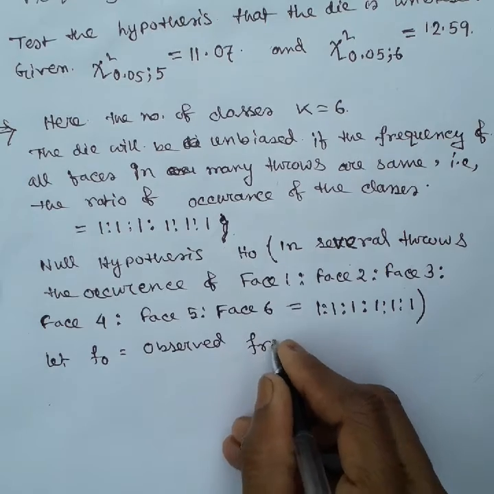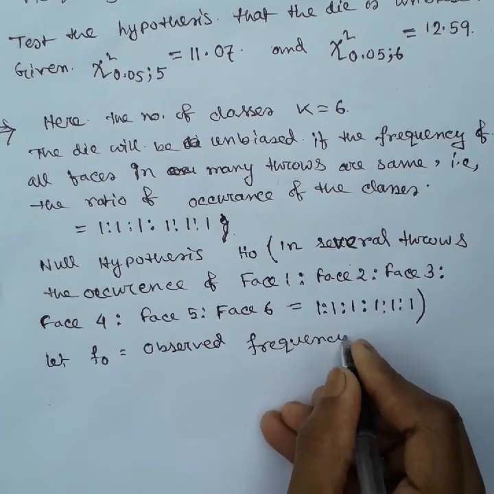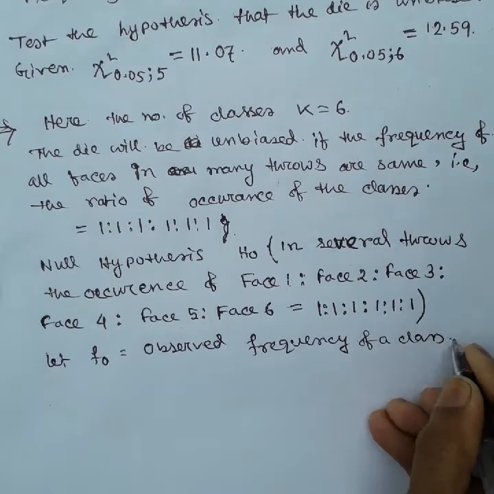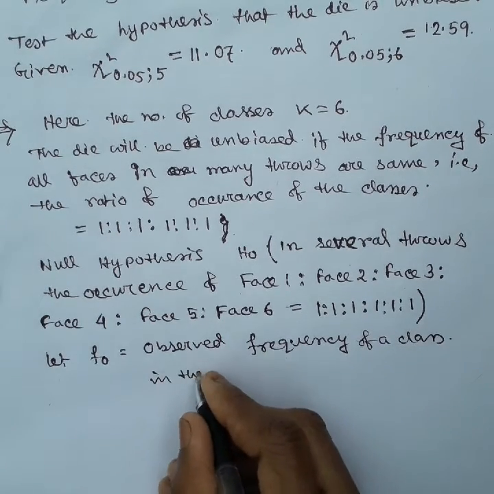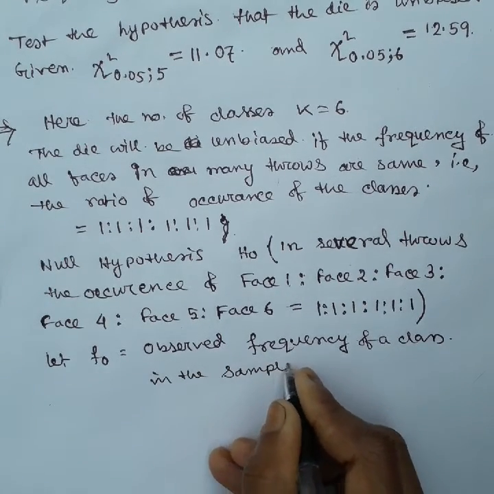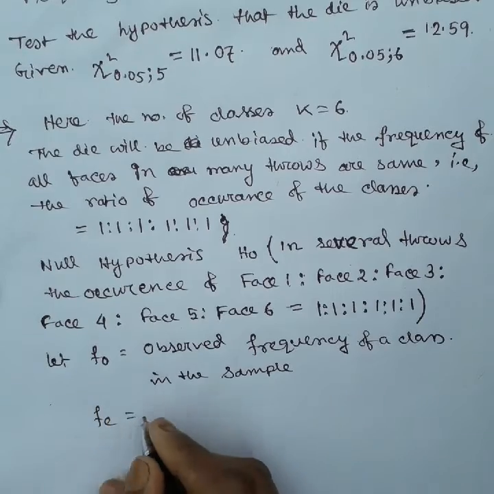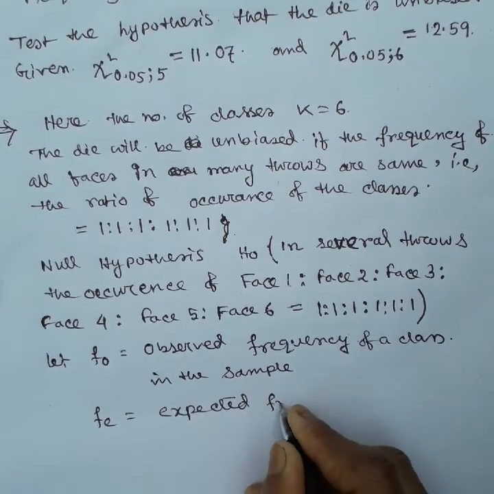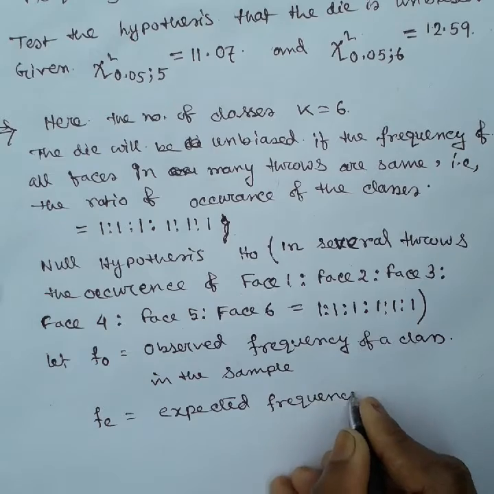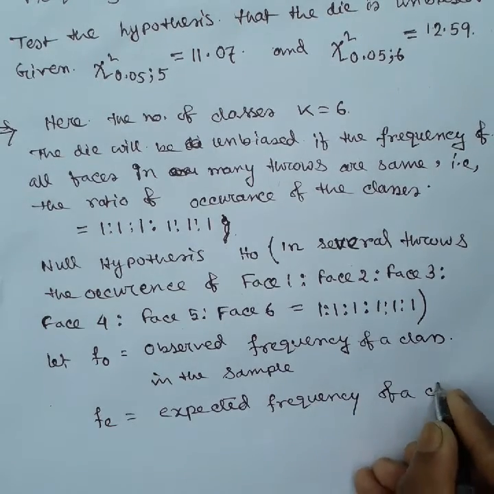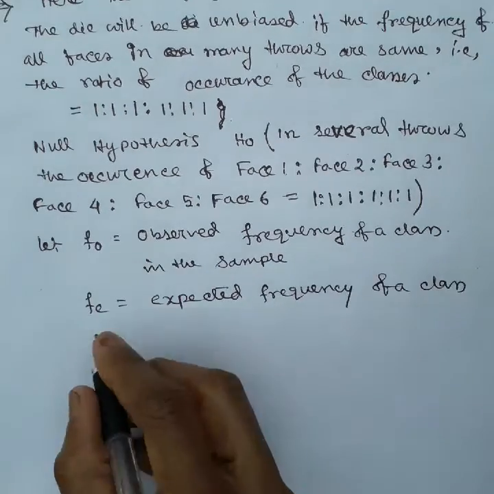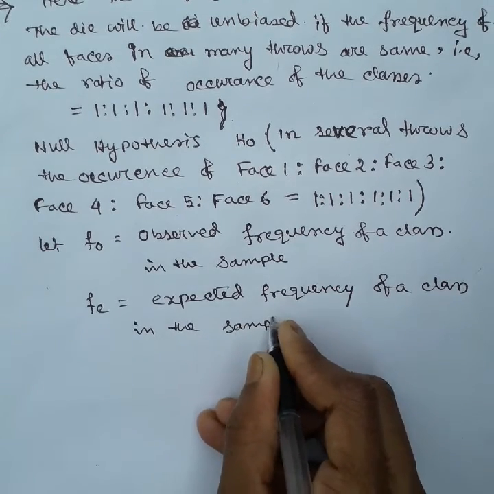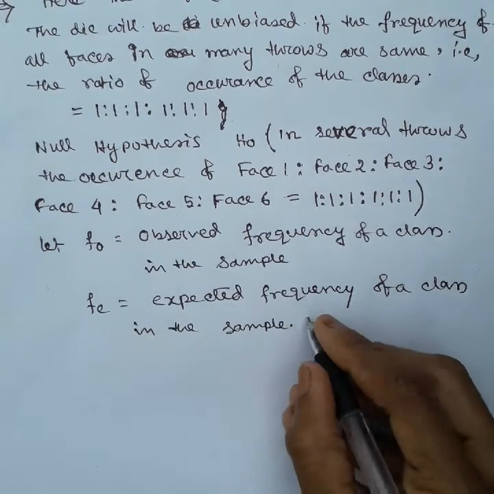Let O be the observed frequency of a class in the sample, and let E be the expected frequency of a class in the sample, under H0.